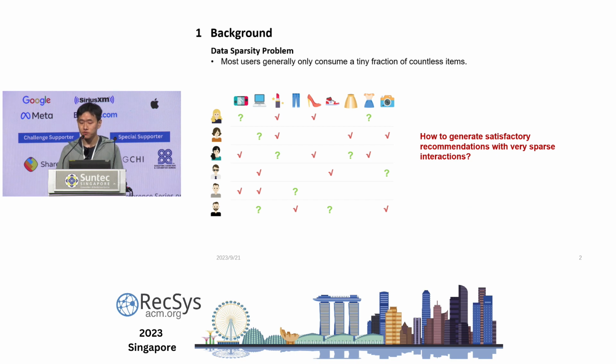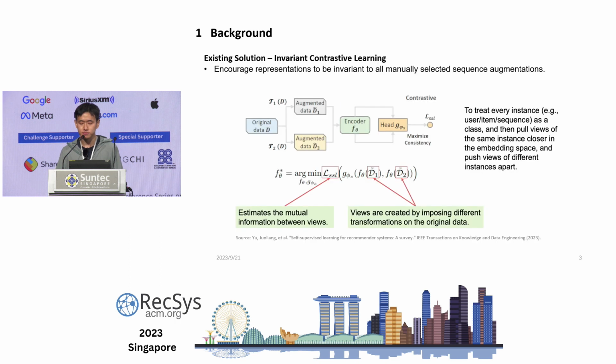One key challenge of recommendation research is the data sparsity issue. This issue arises because the user-item interaction data, which is the foundation of sequential recommendation, is typically limited compared with a large number of users and items. For example, we have maybe millions of users or items. So the problem here is how to generate satisfactory recommendations with sparse interactions.